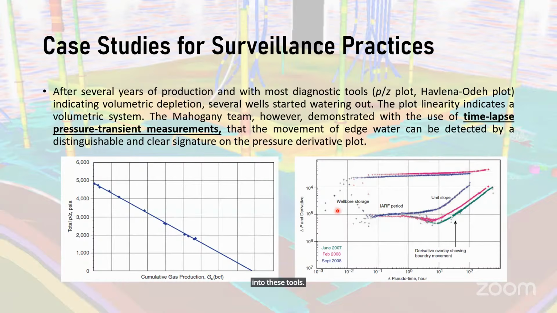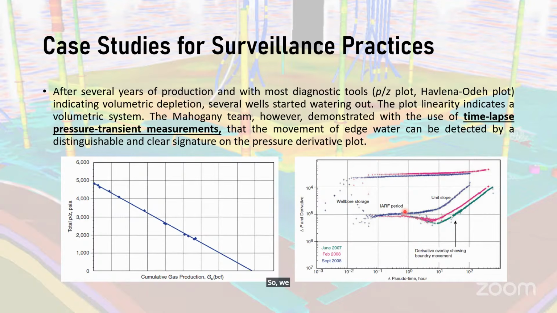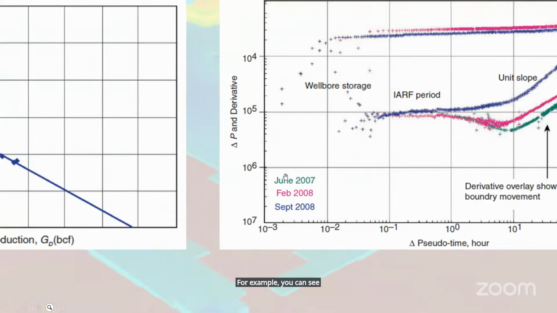So you can see that one of the tools that was used is the well test. Okay, and we test every period of time. We can see here, for example, we have multiple tests. For example, you can see here a test that was done in June 2007. Another test was done in February 2008.